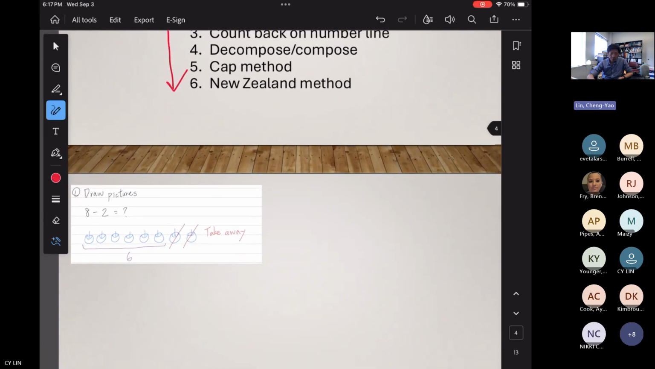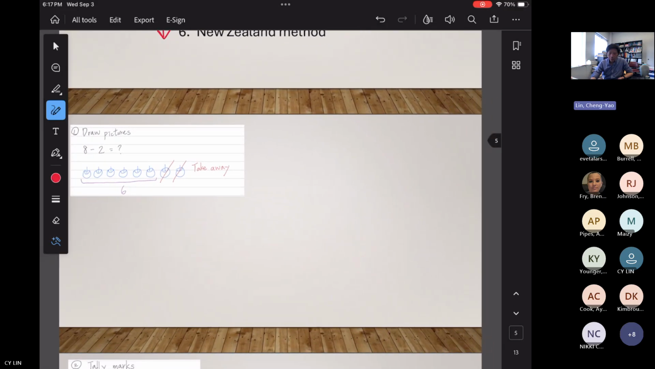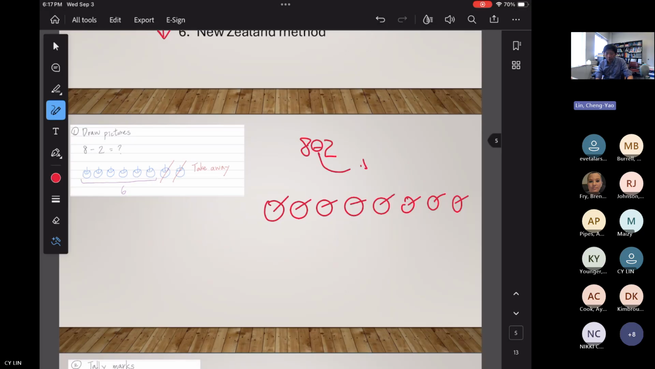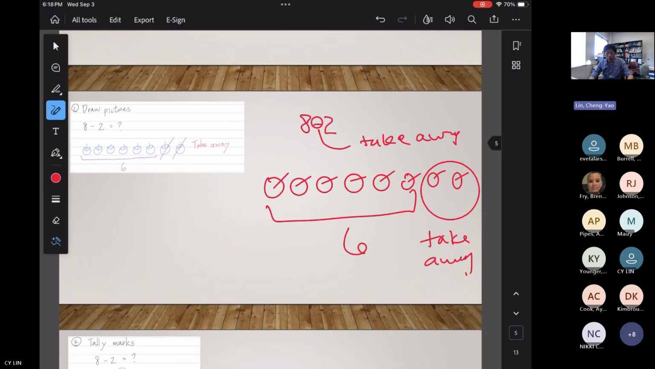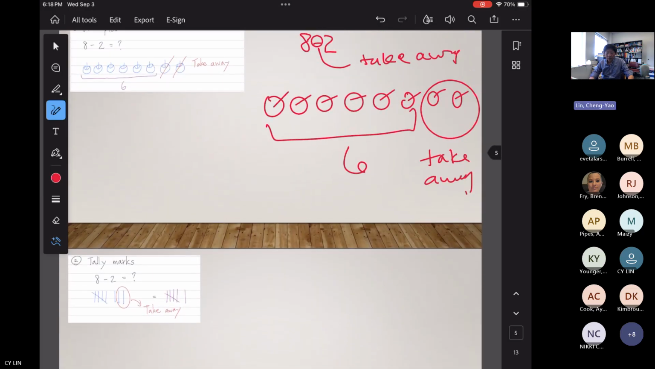Okay, now draw pictures. Let's say we have 8 minus 2. And I will say, oh, I have 8 apples. 1, 2, 3, 4, 5, 6, 7, 8 apples. And subtract, that means take away here. I want to take away 2. How many left over? Which is 6. So this is a takeaway. People do not have any question with the pictures, right? But this is all good for slow learners, okay? This is a concrete way.